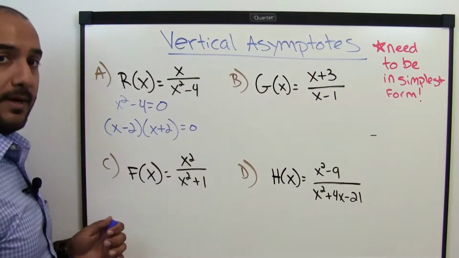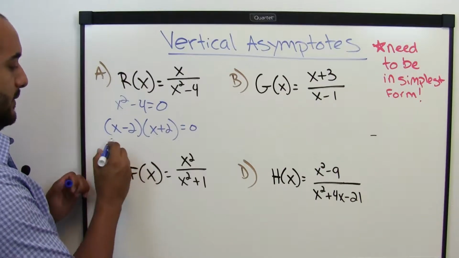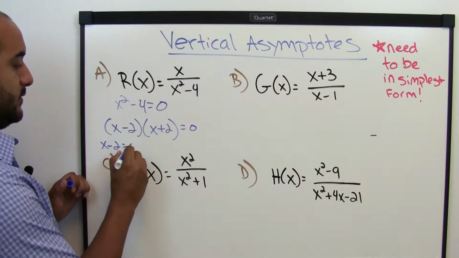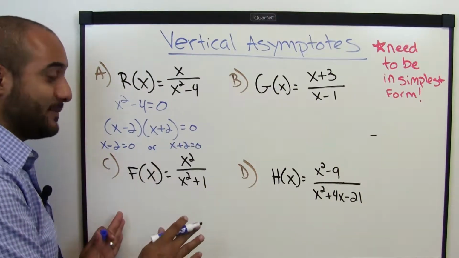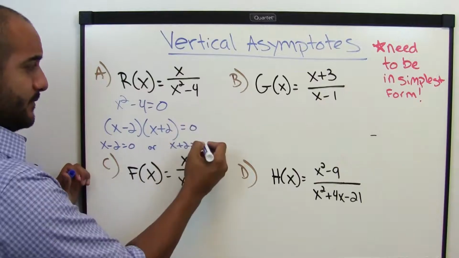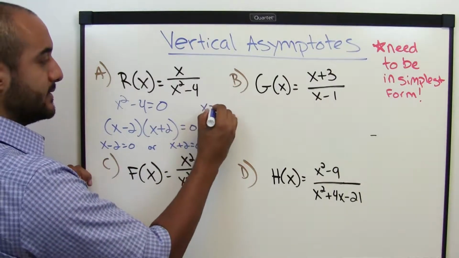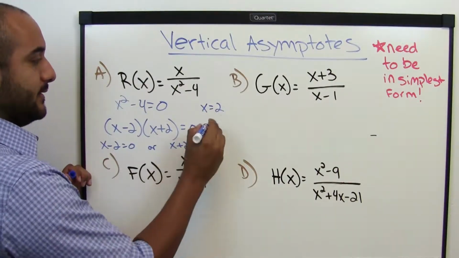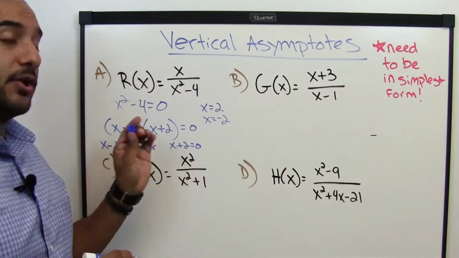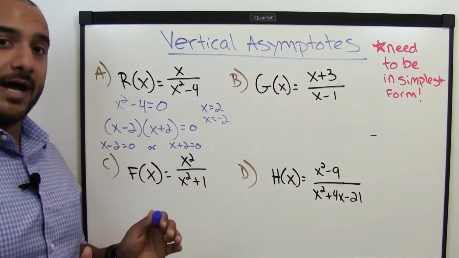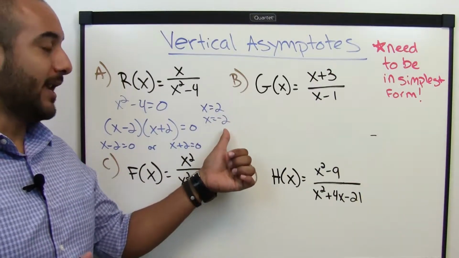So I can do my split here. Either this is equal to 0 or this is equal to 0. So let me do that. X minus 2 is equal to 0, or x plus 2 is equal to 0. I know I kind of ran out of space, but I'll keep going here. So by adding 2 to both sides on my left one, I get x is equal to 2 and x is equal to negative 2. So this lets me know that for A, there are actually 2 vertical asymptotes. There's one at 2 and one at negative 2.